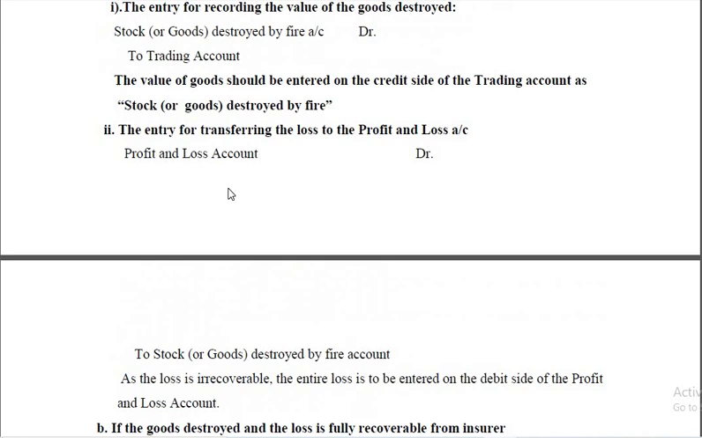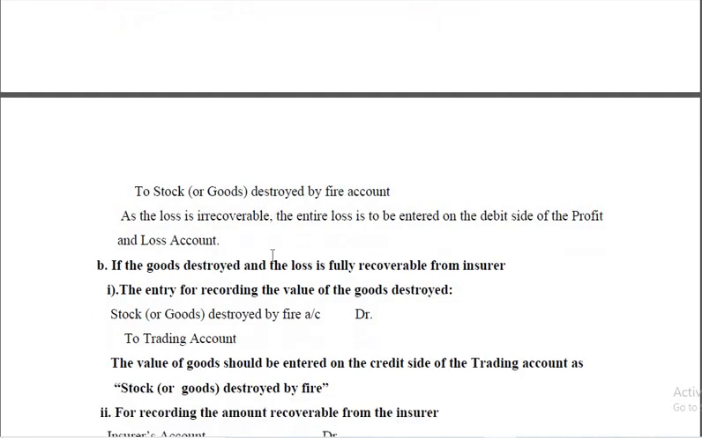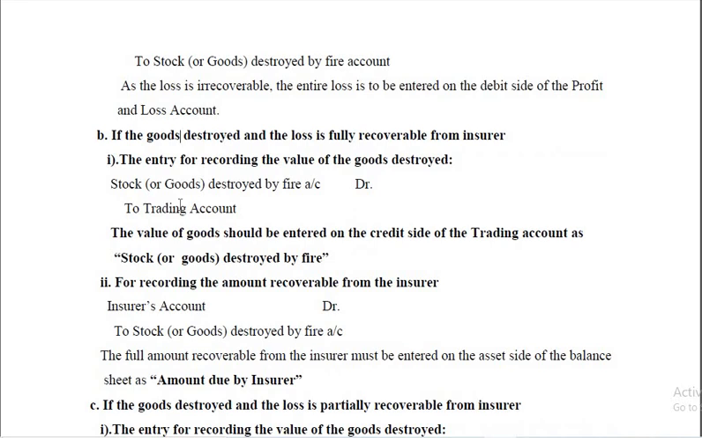Okay, so first give a credit to trading account, then give a debit to profit and loss account because it is irrecoverable. Nothing is going to be recovered. Entire amount is a loss. Therefore, it is debited to profit and loss account. Second possibility, fully recoverable. So first entry remains the same: stock or goods destroyed by fire account debit to trading account.